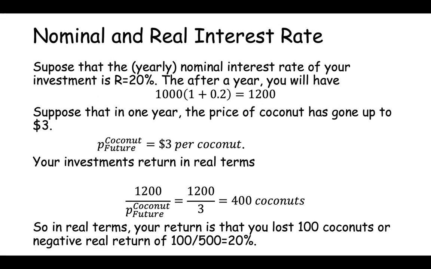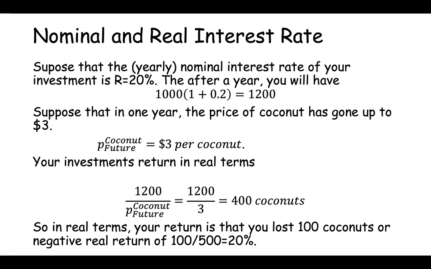So in nominal terms, the pile of money we have grew by 20%. We started with $1,000. Now we have 1,200. The growth rate of 20%, that's our nominal interest rate. But in real terms, we started with the equivalent of 500 coconuts and ended up with the equivalent of 400 coconuts. So we had a negative real return. It went down by 100 coconuts. So the real return was minus 20%, even though the nominal return was plus 20%. Does that make sense?